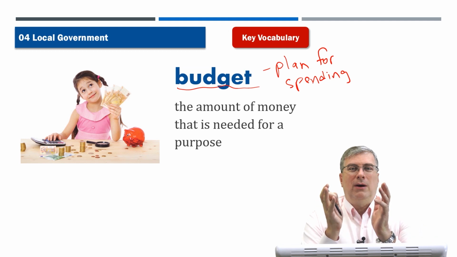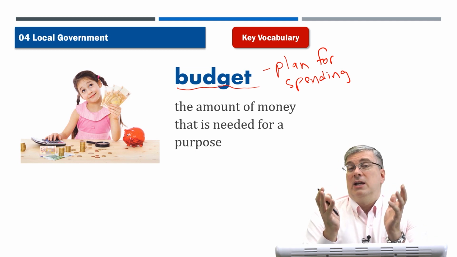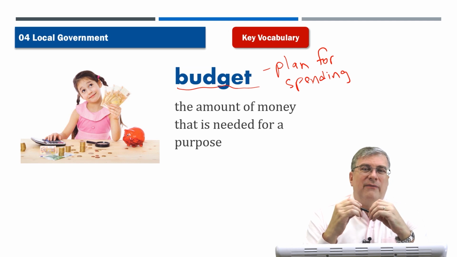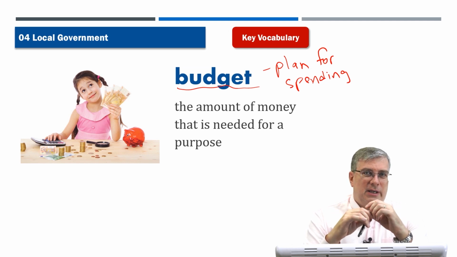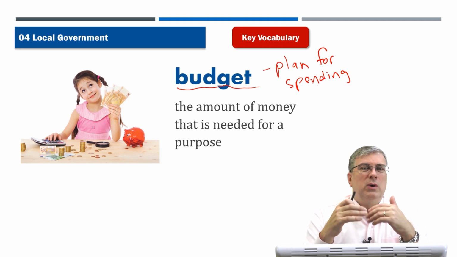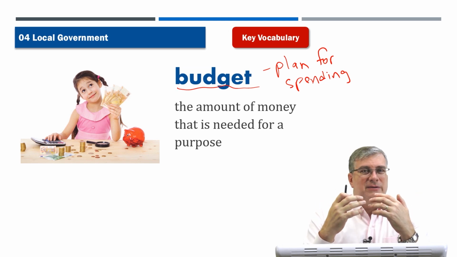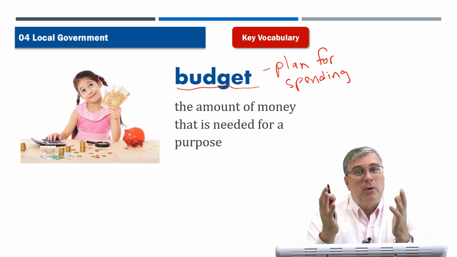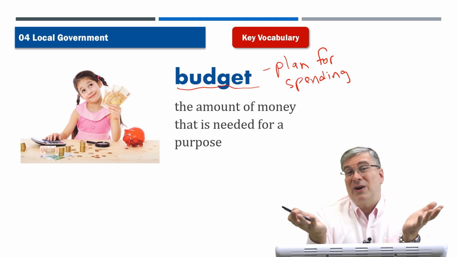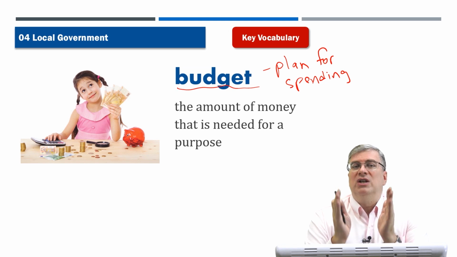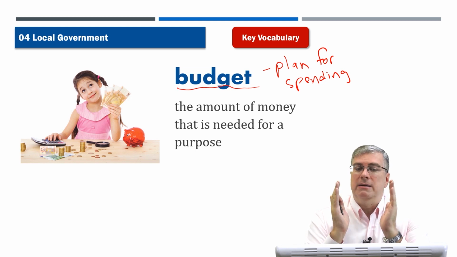Let's say your family wants to buy a new car. Your parents might say, we don't have the budget for that. Or our budget will not cover that. In other words, they cannot make a proper plan to spend that amount of money because they don't have enough money. But be careful, budget is not money. Budget is a plan to spend money.